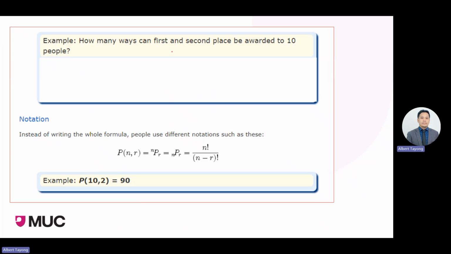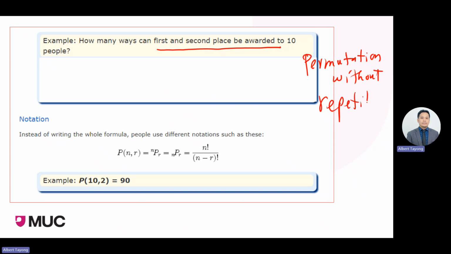Here, how many ways can the first and second place be awarded? I talked about this a while ago. This is permutation without repetition, because you cannot be the first and be the second also. If you are the first, you are the first. If you are the second, you are the second. You cannot say, I won the contest, I was the first, and I was as well the second. Only one award.